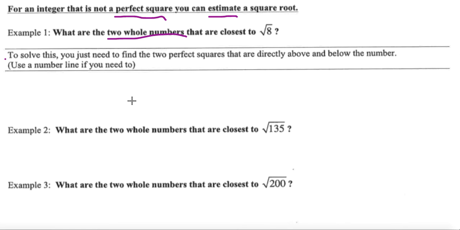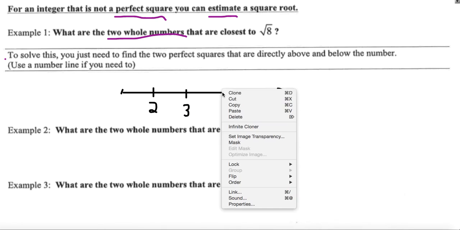So if we made a number line, going in either direction, and we put 0 here, you kind of have to use what you know about the perfect squares. And if I need to go back to my chart, I can. Let's say this is the number 2, this is 3, and this is 4.